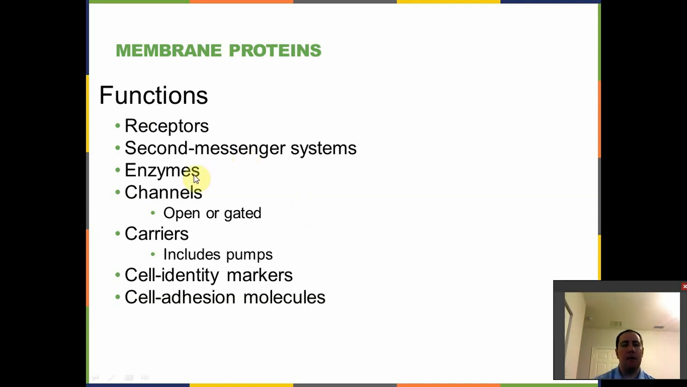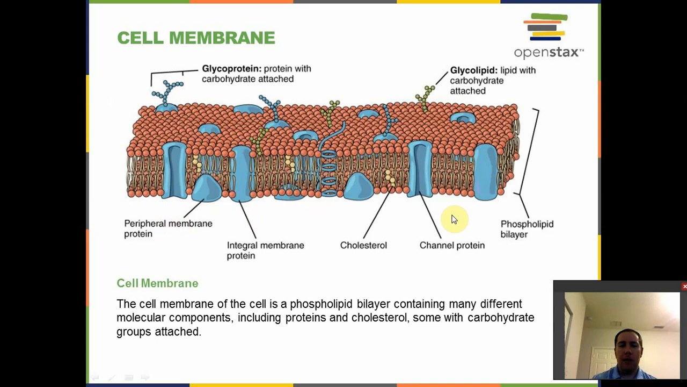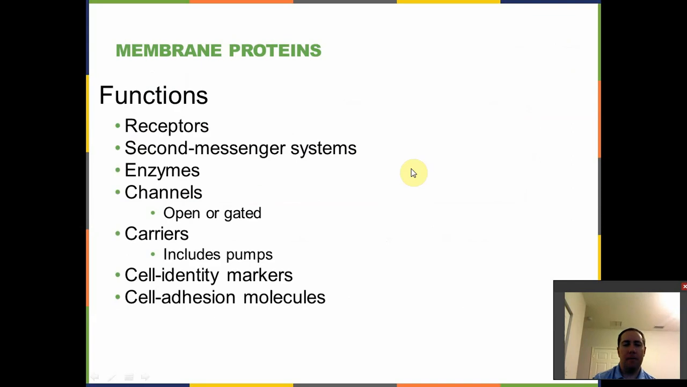I forgot to mention the difference between an open and gated channel. This channel here is open. Notice that there is free flow going through that channel. A gated channel would have a little flap kind of in the middle here that would allow the channel to be open. Imagine the flap is down, allowing things to flow through it, or it can pop up and block things going through that channel. So that would be a gated channel.